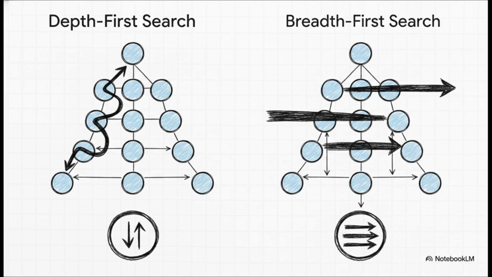The first is depth-first search, which uses recursion to dive deep down the branches. This comes in three flavors: in-order, pre-order, and post-order. The second strategy is breadth-first search, or level-order traversal, where we scan broadly, level by level, using a queue.